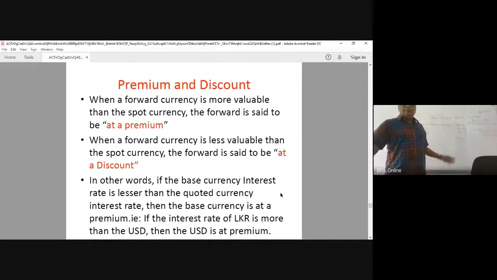Still the base currency is at a lesser interest rate. Still it's at a premium.